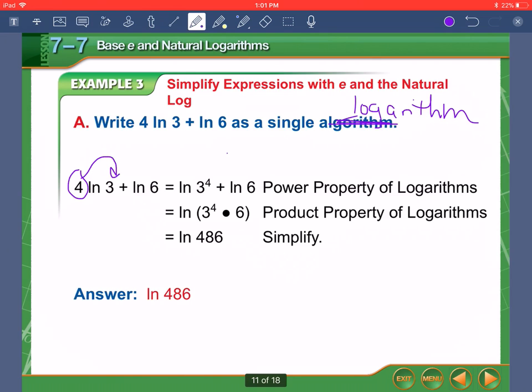So then when you add 2 logarithms together, you're really multiplying. So that's how we get the natural log of 3 to the 4th power times 6. And if you were to do 3 to the 4th power times 6, you would get 486. So simplified down to 1 logarithm, we get the natural log of 486.